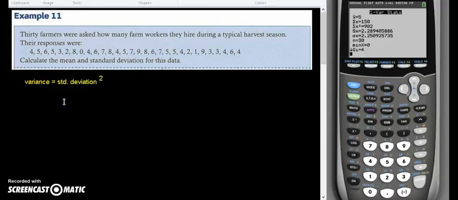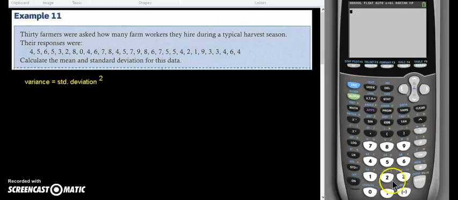Now, if I were to find the variance, which is just the square of my standard deviation, right? In this case, my standard deviation is 2.25. If the question wants us to find the variance, I can just square that, 2.25 squared. So my variance in this case will be 5.06.